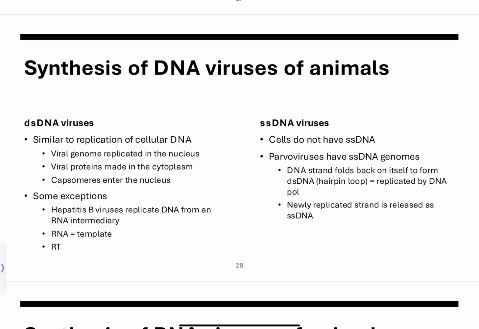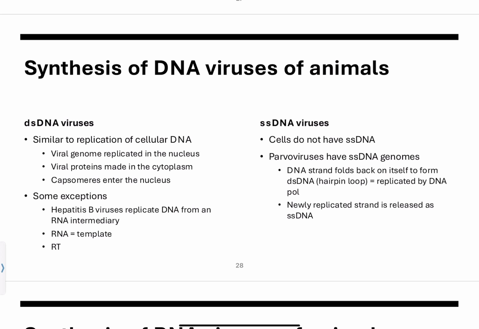When DNA viruses infect animal cells, again, they're typically going to rely on the host replication machinery, but their strategy in which they go about replication is going to be different depending on whether or not their genome is going to be double-stranded or single-stranded. So for double-stranded DNA viruses, the replication process is going to be very similar to the host cell DNA replication because it's using their machinery.